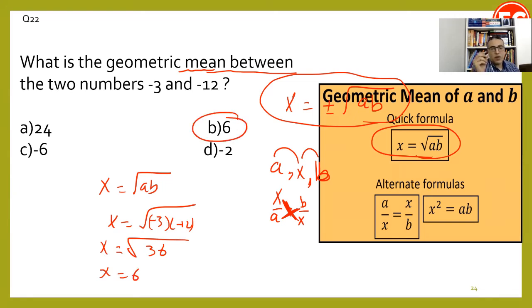So we have something called the geometric mean. And the geometric mean, as we can see to the right, the rule is X is equal to the root of the product of the two values. The three values represent the first three terms of a geometric series.